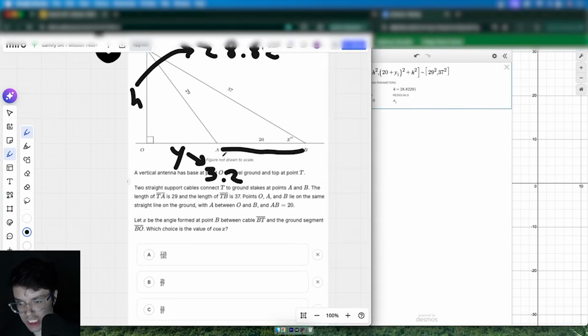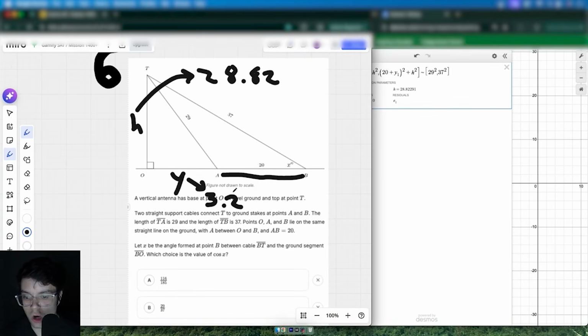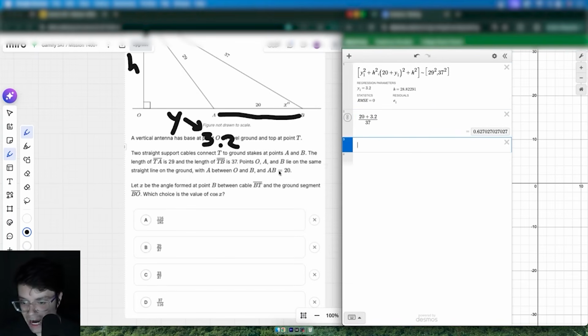So cosine of x would just be adjacent over hypotenuse. So adjacent would be 20 plus 3.2, divided by the hypotenuse, which would just be 37. So that'd be 0.627, and I would just try to see which one of these gives us that exact same value. Okay, it looks like A does, so the answer would just be A.